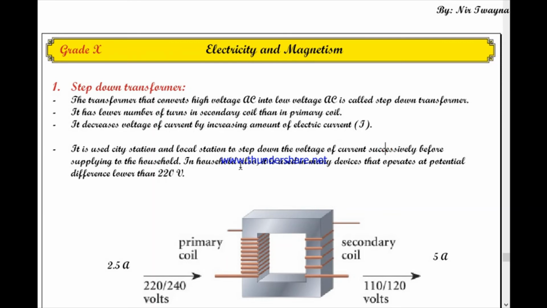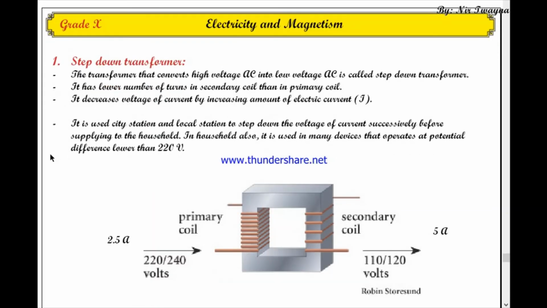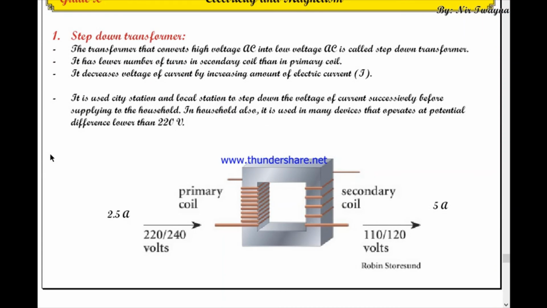And in household also it is used in many devices that operate at a potential difference lower than 220 volt. Like your television, the television normally operates at 24 volt, but your current is 220 volt. So how to operate a television? If you open up the television, inside it you can find a transformer which converts 220 volt into 24 volt. Okay.